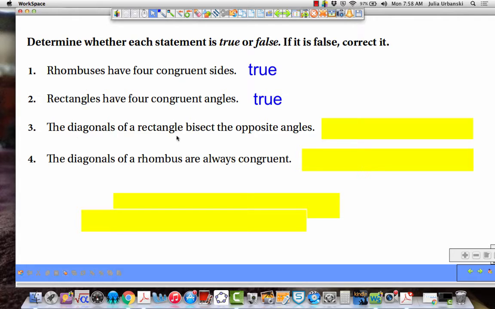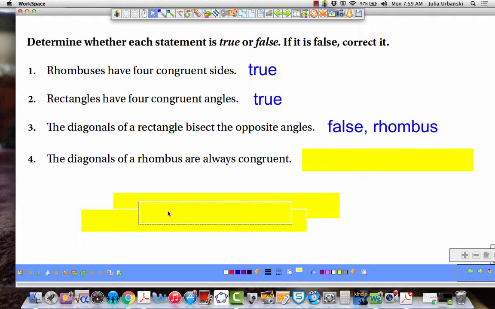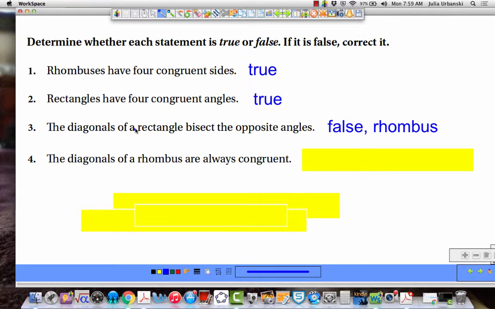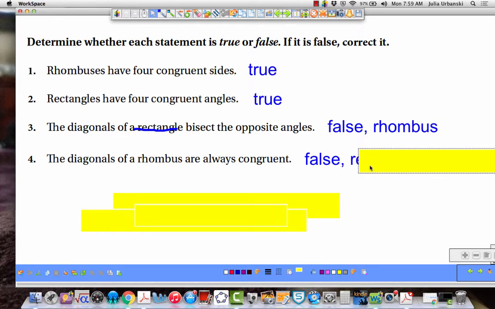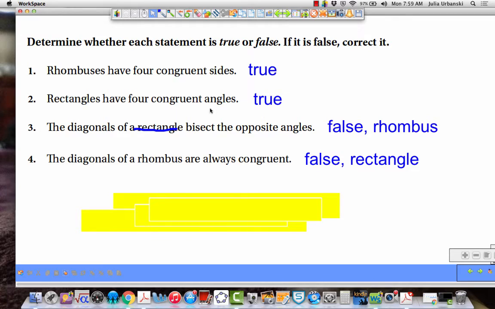The diagonals of a rectangle bisect opposite angles. False. What shape has that rule? Rhombus. Good. So I'm going to cross off rectangle and make it a rhombus. The diagonals of a rhombus are always congruent. Look at your rhombus. False, because one is always longer than the other. What shape has diagonals that are always congruent? Rectangle. So cross off the word rhombus and we use the word rectangle.